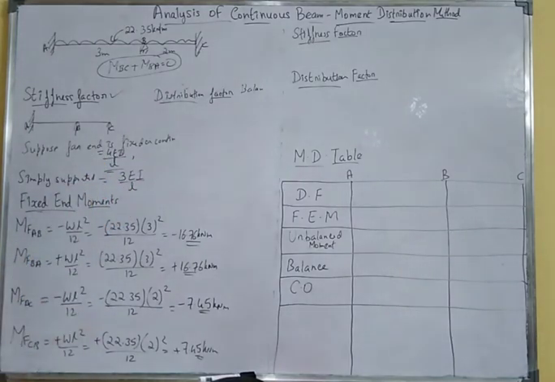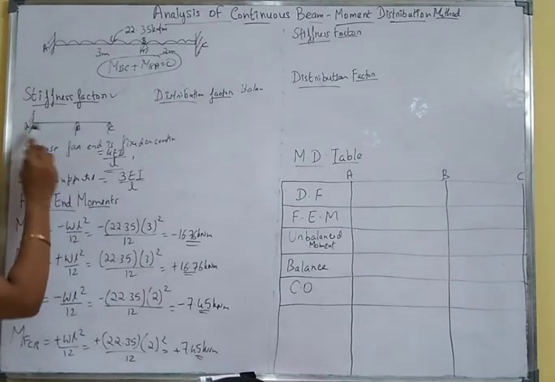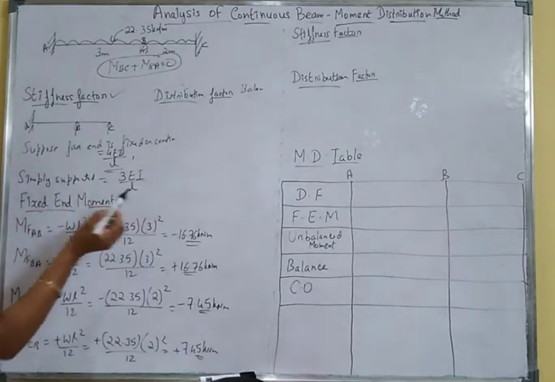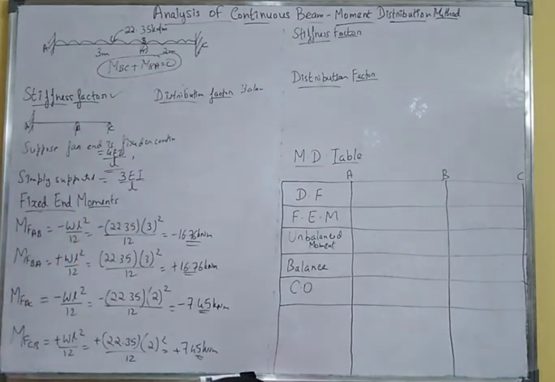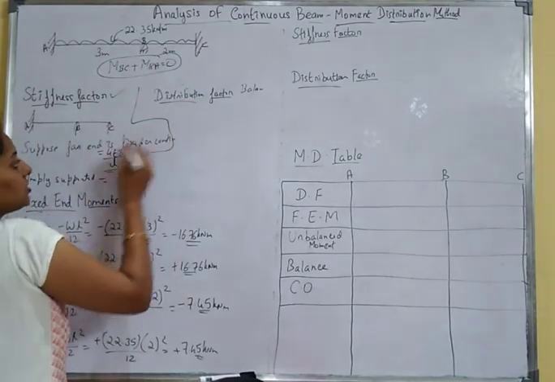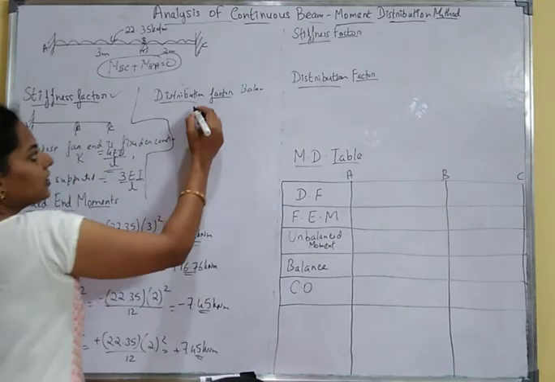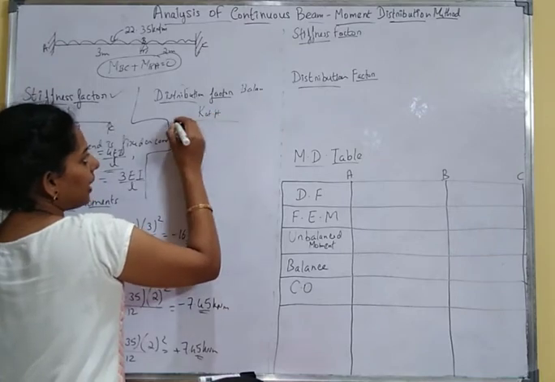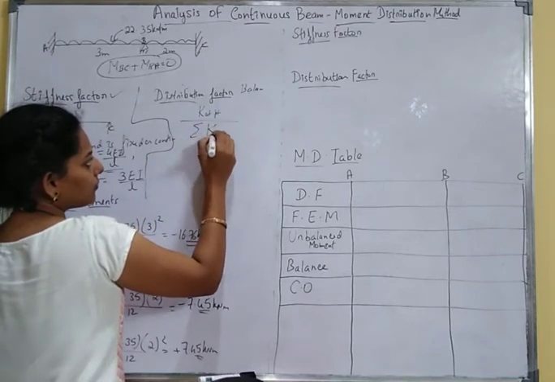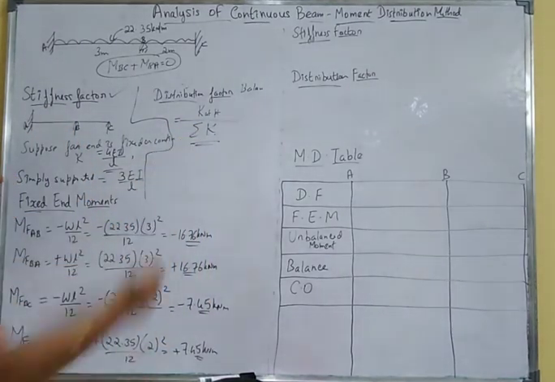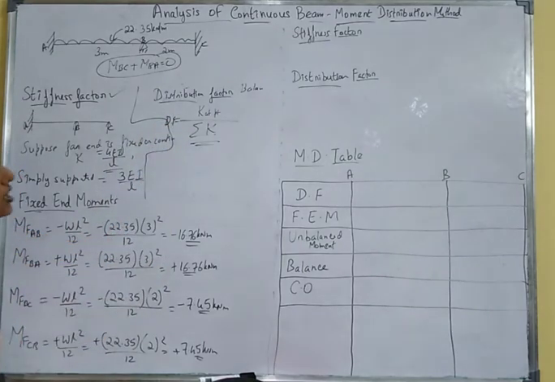This is how you consider the stiffness factor: if your far end is fixed or continuous, 4EI by L, and if it is simply supported, 3EI by L. Similarly, the distribution factor is K at that point divided by the summation of K. K at that point divided by the summation of K is nothing but your distribution factor. I will show this with the example while solving.